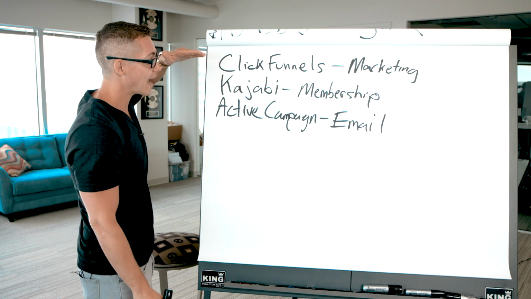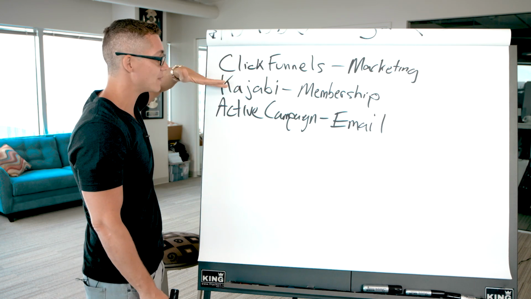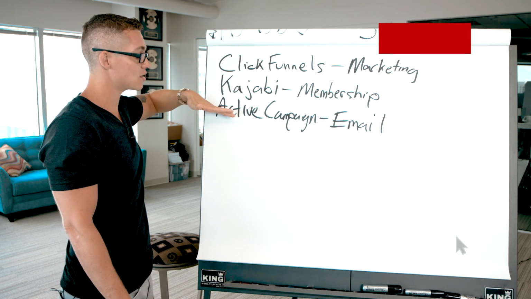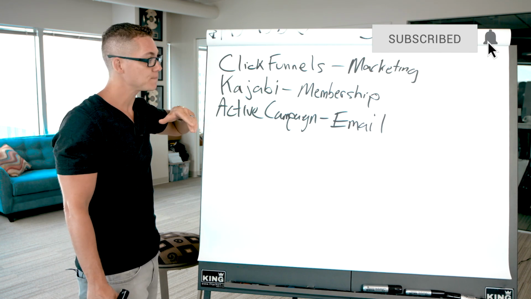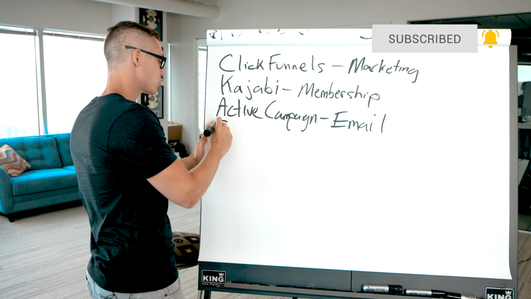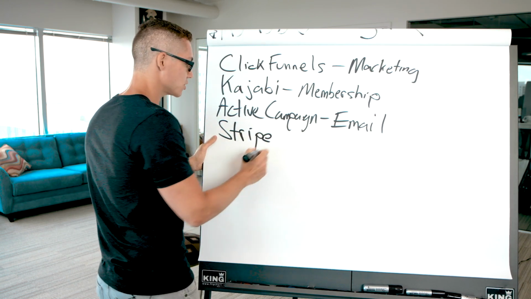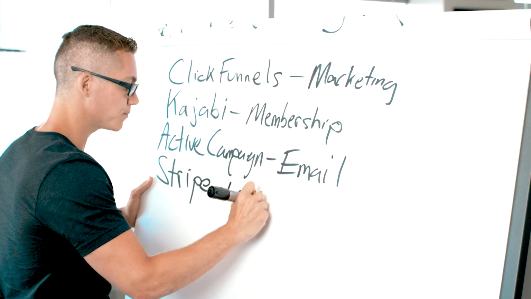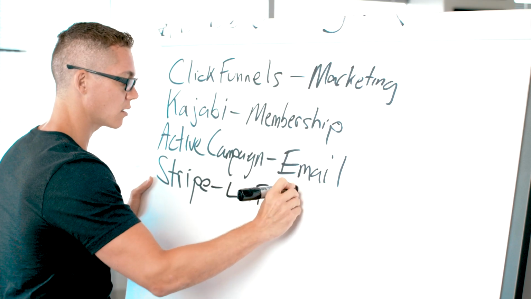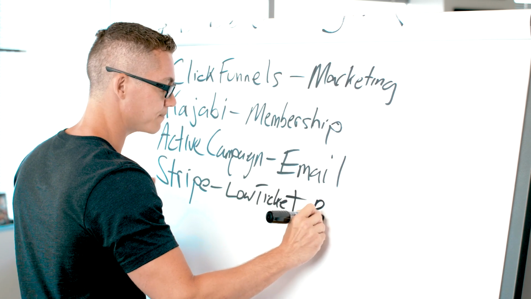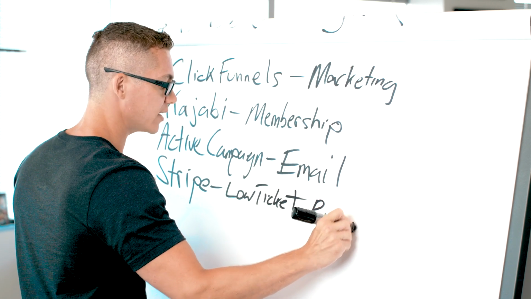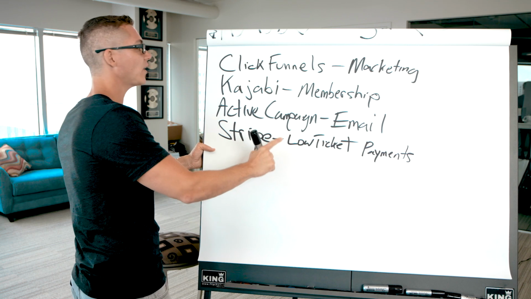And so for marketing, anybody can use ClickFunnels. For membership, anybody can use Kajabi. For email, anybody can use ActiveCampaign. Boom, okay? So we also use Stripe to take low ticket payments. So Stripe is an online merchant account, and that is low ticket payments, right? And what that does is that will integrate with ClickFunnels.